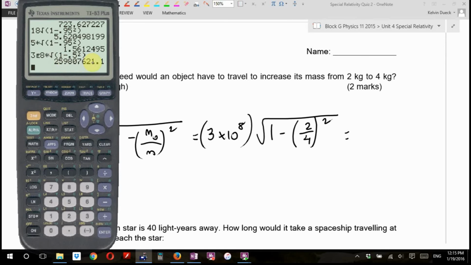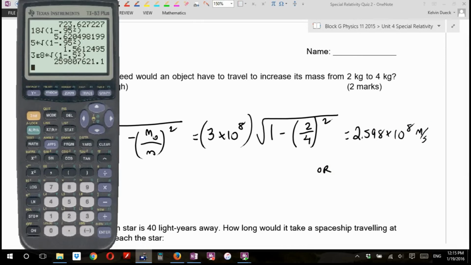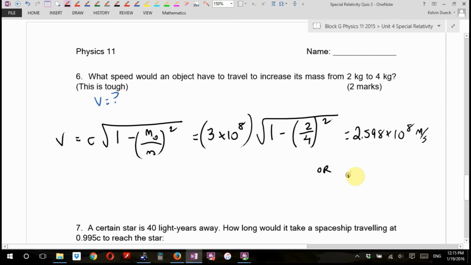2.6 times 10 to the 8th. I'm going to go 2.598 times 10 to the 8th, but I would take 2.6 times 10 to the 8th. Or, if you left it as a percentage of the speed of light, because I didn't specifically say, divide by 3 times 10 to the 8th, and we get 0.866 c, or 86.6% of the speed of light. I'd take either of those, Rylan.